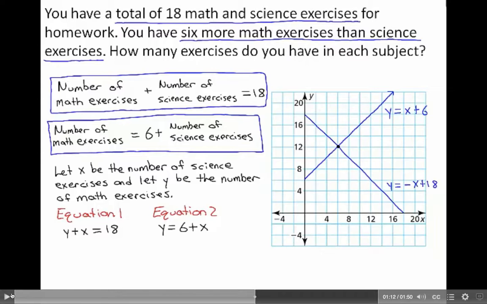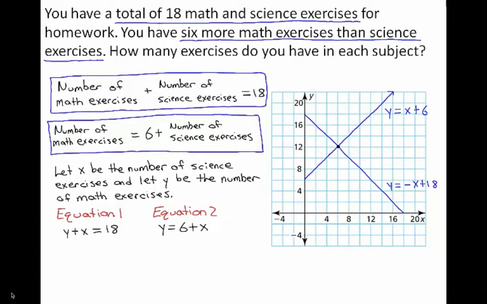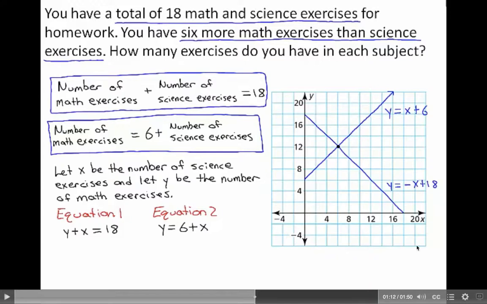Okay, I just want to say the reason he said x and y must be positive is because you're looking at the number of problems that you're doing for homework. You're not ever going to have a negative number of problems. I just wanted to use him working this out because his graph looks much better than mine did. The point (6, 12).